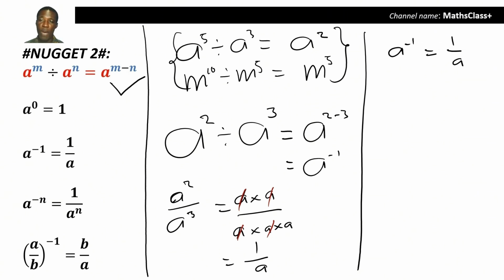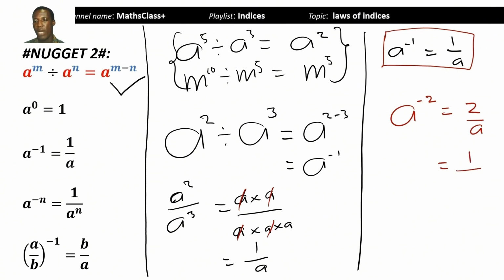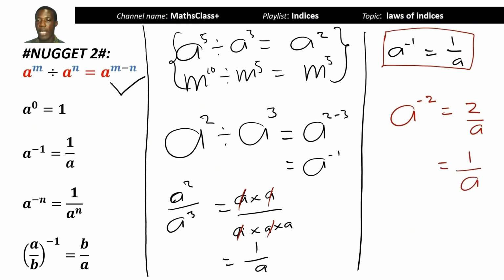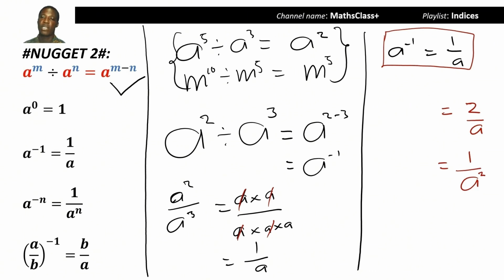Okay, so this is to the power 1. What if it is to the power more than 1? How do we write it? So if a is to the power, let's say, negative 2, does it mean it is 2 over a, or does it mean it is 1 over a to the power 2? So let's try and see what it means.